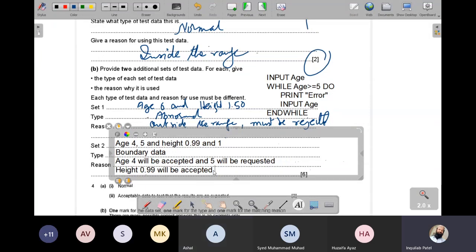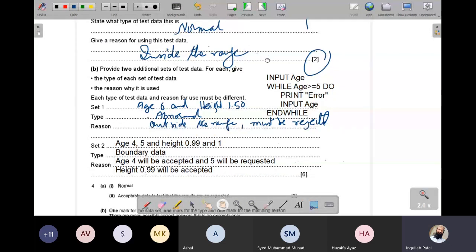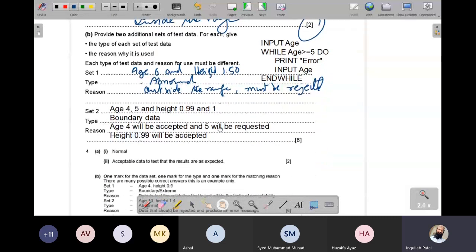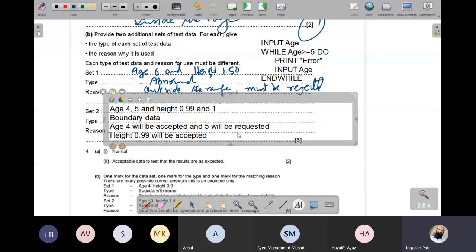That is, we are specific to our question. In our question they have used under 5 and under 1, and in the example they have used 3 and 1.88, right, in the example. So we consider that we take it that it is 0.82. Now they have used real value over here and they have used integer value over here. So we have assumed that age is in integer and height is in real. Height 0.99 will be accepted and 1 will be rejected.